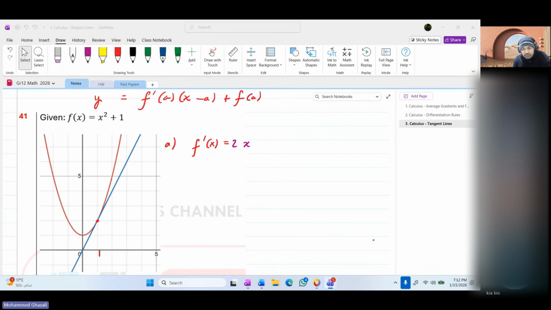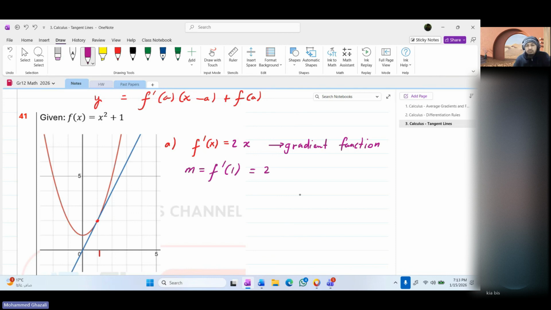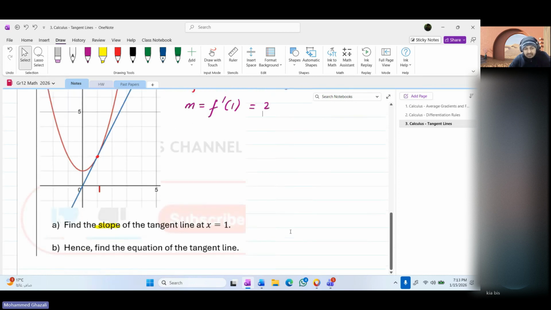Now, what do we want to find? We want to find the slope or the gradient at 1. So I'm going to substitute 1 inside this function, the gradient function. If you put values in the gradient function, what do you get? You will get the gradient or the slope. So if I put f prime 1 inside, 2 times 1 is 2. So what's the gradient of the tangent line? What's the gradient of this line here? 2.